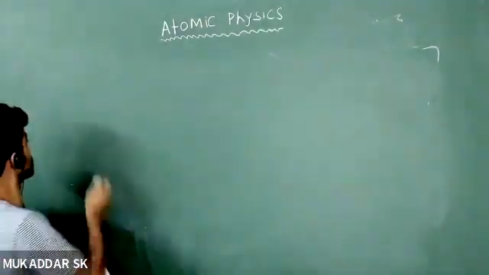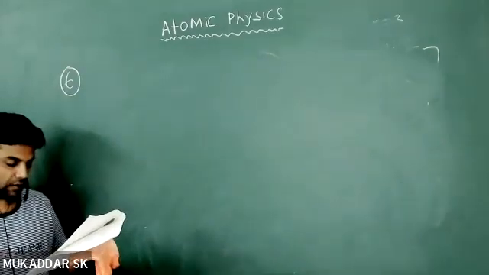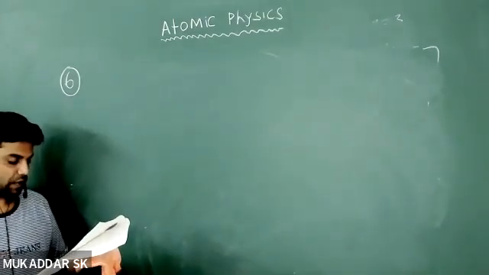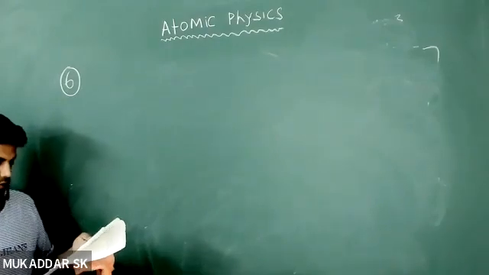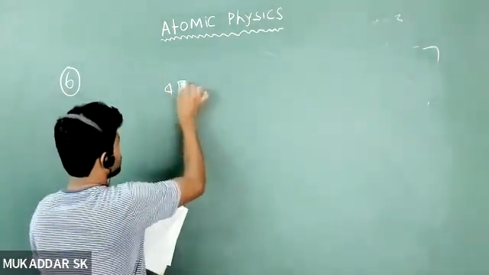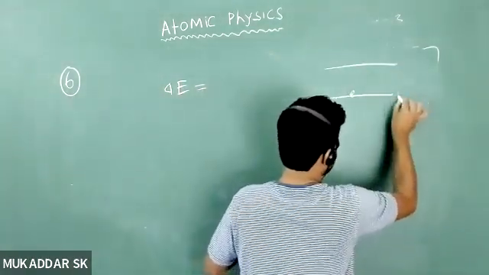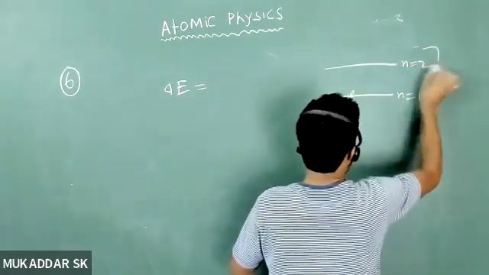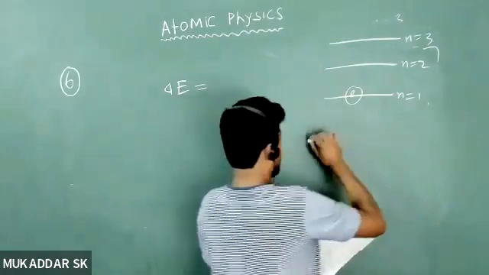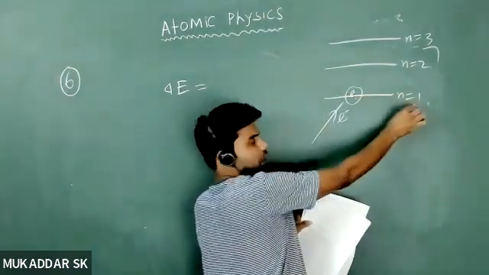Okay, next problem is 6. An electron collides with a hydrogen atom in its ground state and excites it into a state of n equals 3. How much energy was given to that hydrogen atom in this inelastic collision? It's a very simple question. In the hydrogen atom, the electron is at the ground state n equals 1. Suppose this is n equals 2 and this is n equals 3. Another electron is coming with some energy and colliding with this electron sitting at n equals 1 of the hydrogen atom.